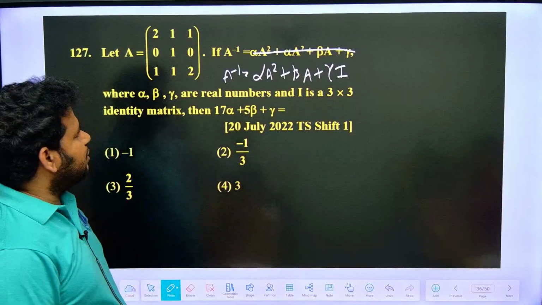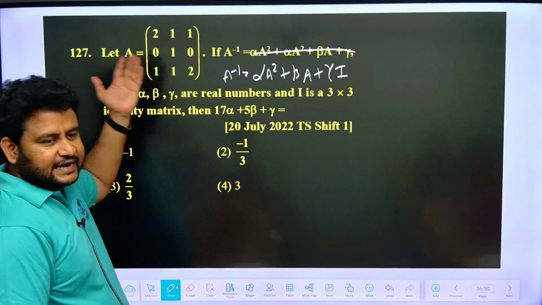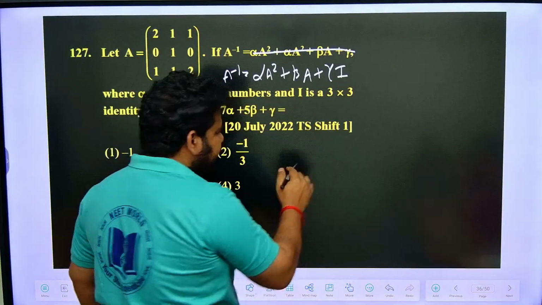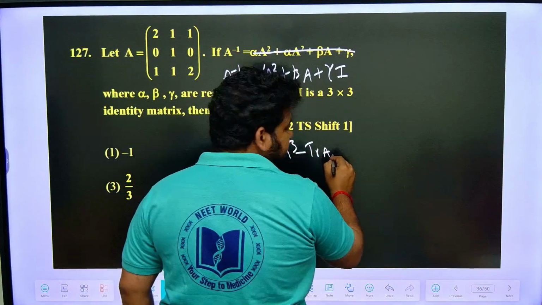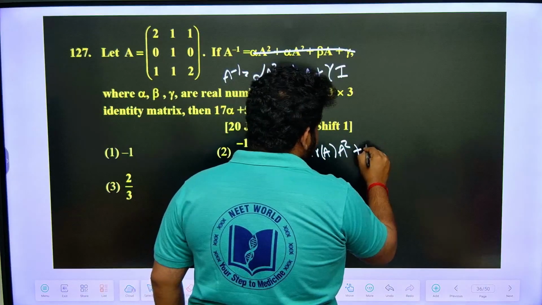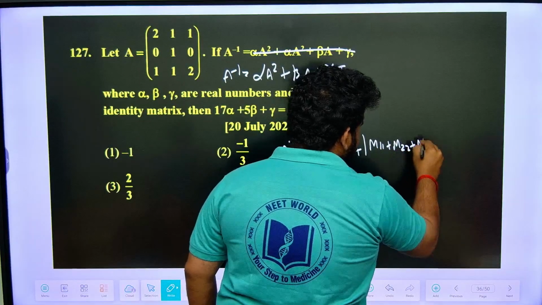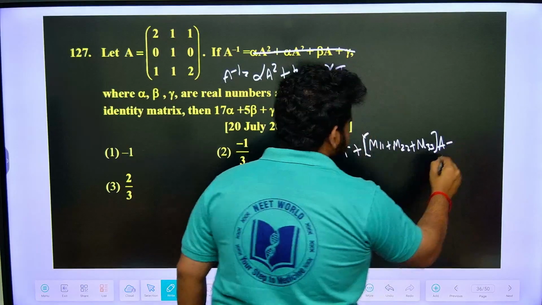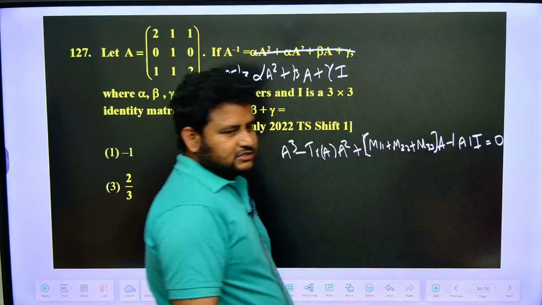So, we have to find alpha, beta, gamma. A inverse is given. So, for this we will find the characteristic equation. Characteristic equation of a 3 cross 3 matrix is given by A cube minus trace of A into A square plus the sum of the minors M11, M22, M33 into A minus det of A into I is equal to 0.